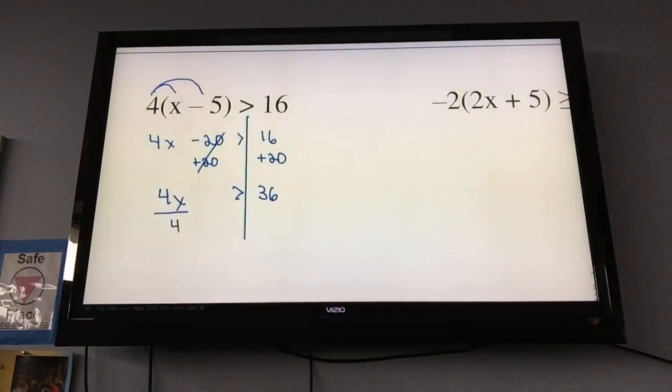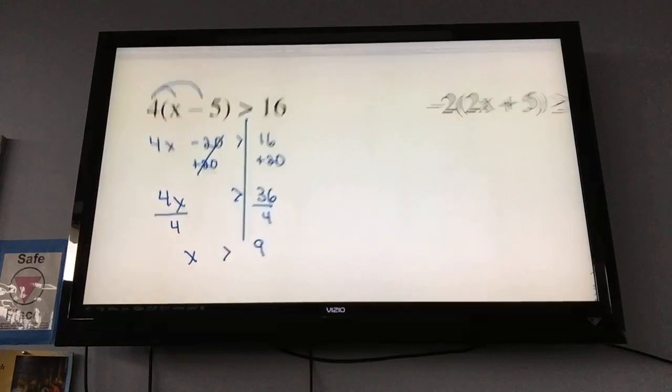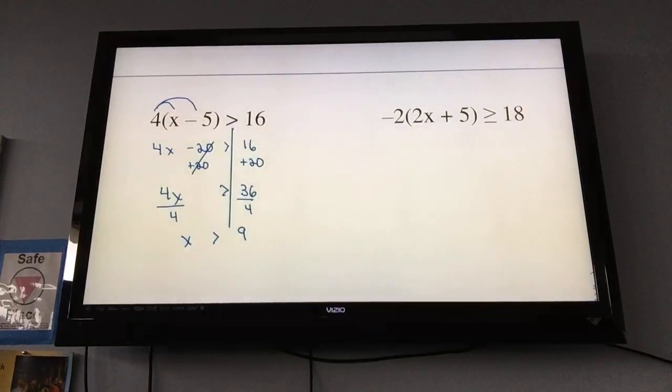Divide by 4. Isn't it 9? It is not. X is greater than 9. You can't just give me 9 as an answer, like when we had equals. You're going to have to give me the whole thing, because the symbol is going to have to be part of that. And how do we know the symbol? If it's up there, unless we have to change it, it just comes down. Just stays the same.